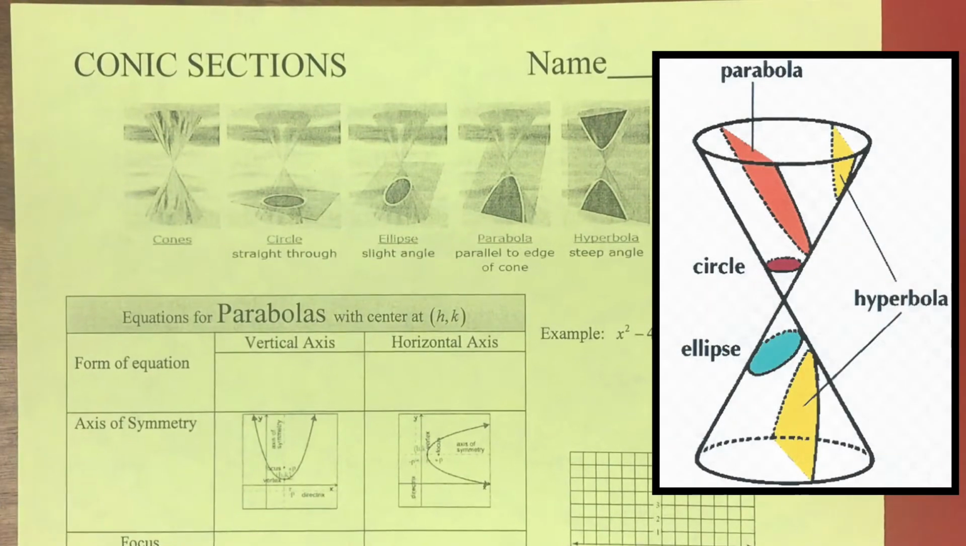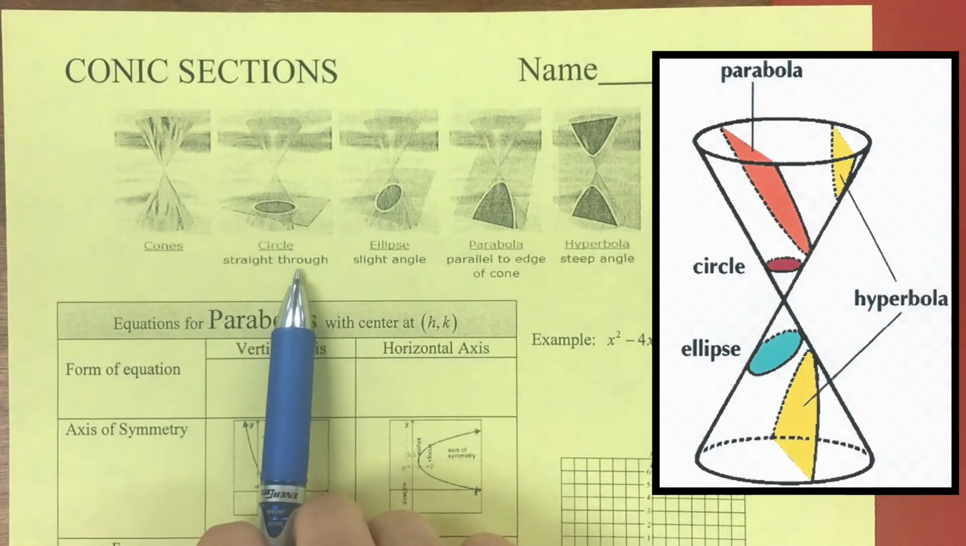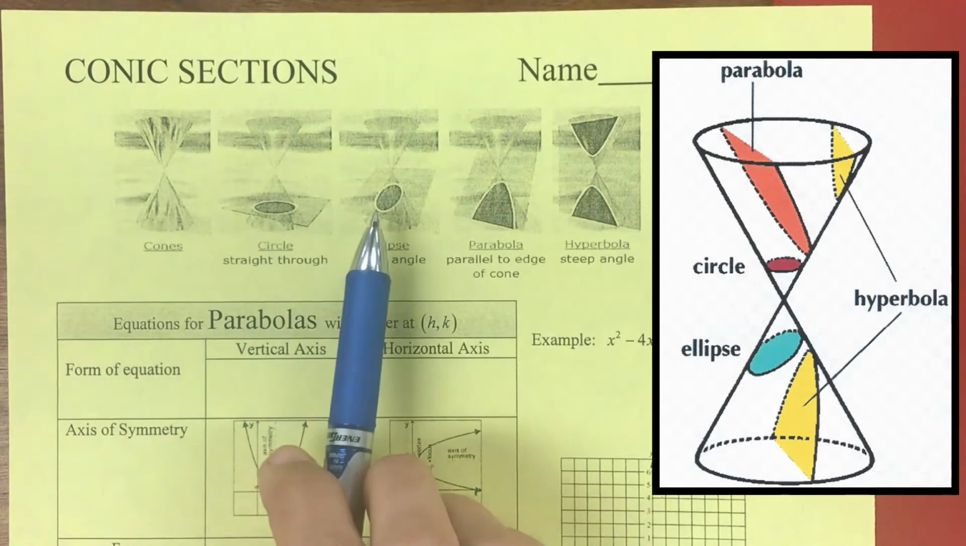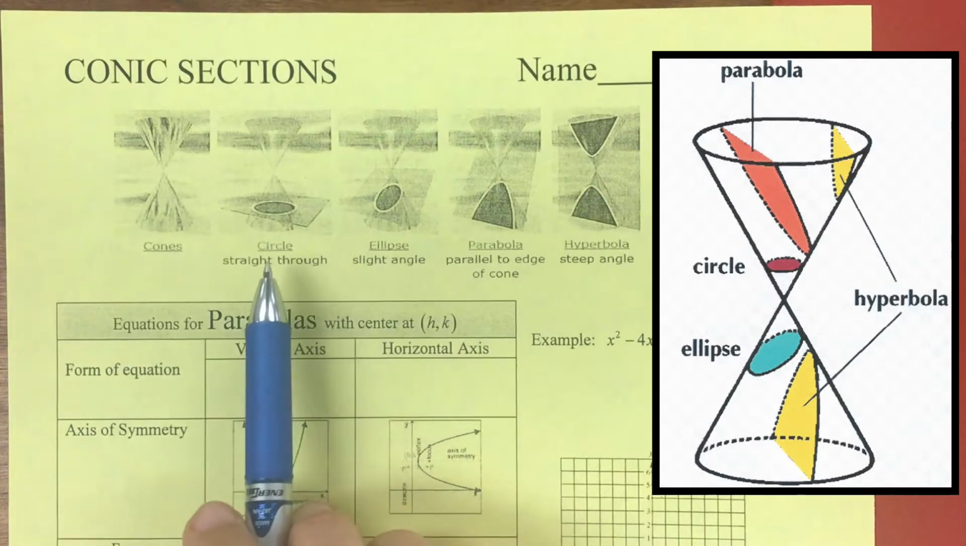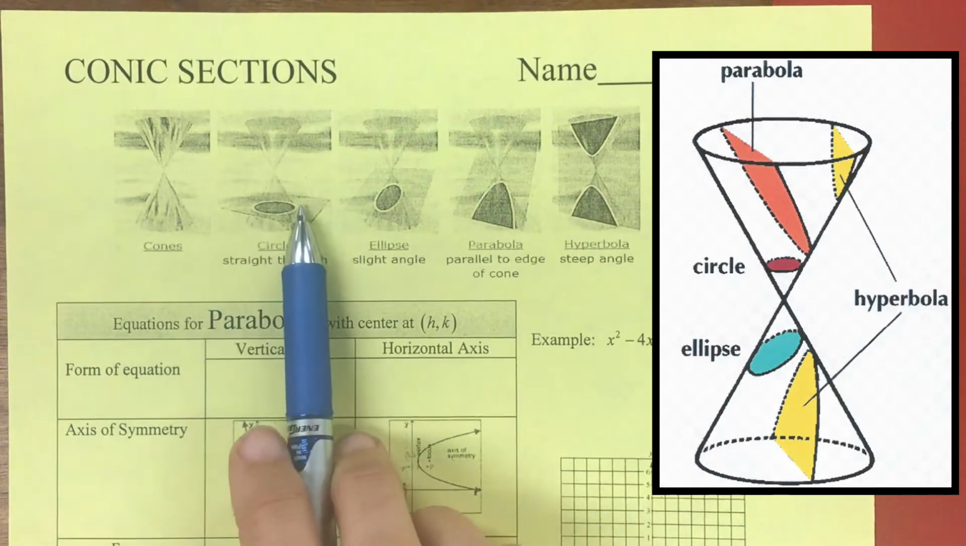Hi class, today we are going to talk about conic sections. There are four types of conic sections: a circle, an ellipse, parabolas, and hyperbolas. They're called conic sections because they're all slices or sections of cones.